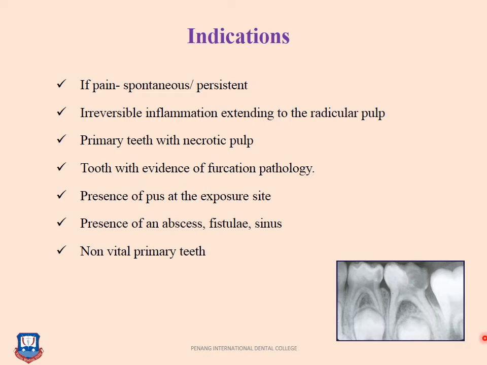So, the indication of pulpectomy is if the pain is spontaneous or persistent. If the patient gives a history of pain which is spontaneous and persistent, it indicates irreversible inflammation extending to the radicular pulp. Primary teeth with necrotic pulp, or a tooth with evidence of furcation pathology, is indicated for pulpectomy rather than pulpotomy.